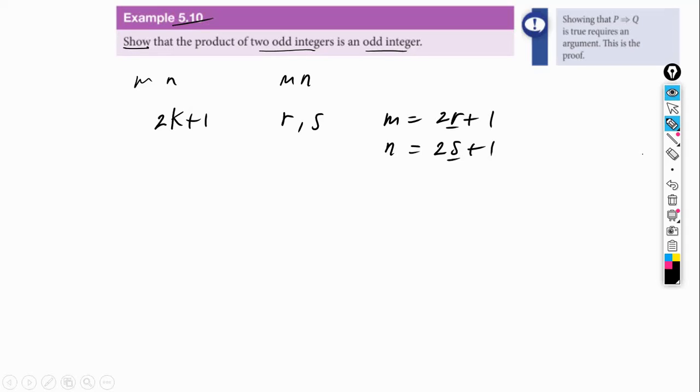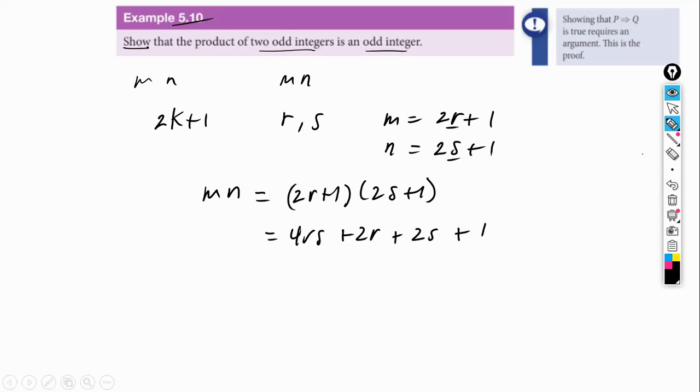If we use the same variable, we would only be proving it for the same number. Now we consider the product m times n. So this is going to equal 2r plus 1 times 2s plus 1. And then if we expand this, we're going to get 4rs plus 2r plus 2s plus 1. But we can rewrite this as 2 times (2rs plus r plus s) plus 1. Since this is an integer and it's in the form of 2k plus 1, we can conclude that m times n is an odd integer.